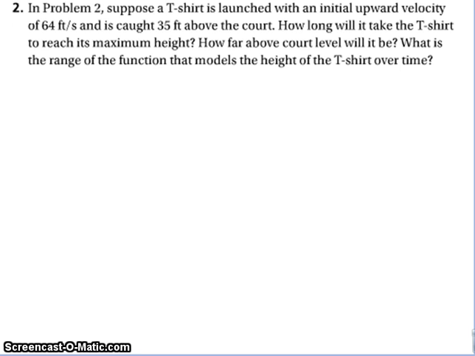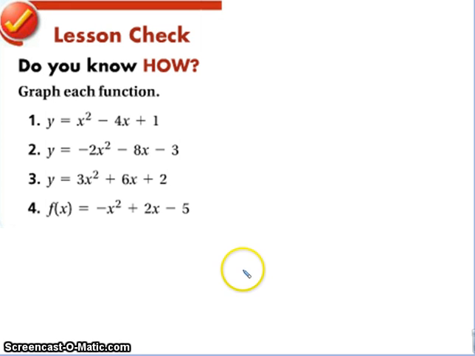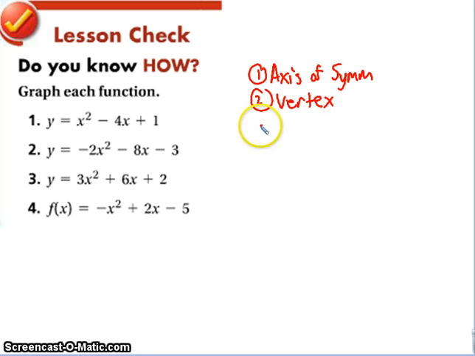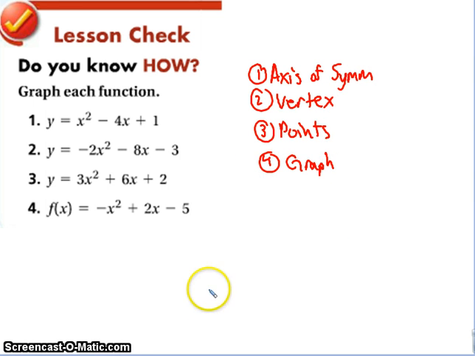Then this next one is just a few practice problems for you to solve. Remember, step number 1 is to find the axis of symmetry, and then we use that to find the vertex, and then we pick points, and then we graph. And that's as far as we go with that. All right, that's section 2.